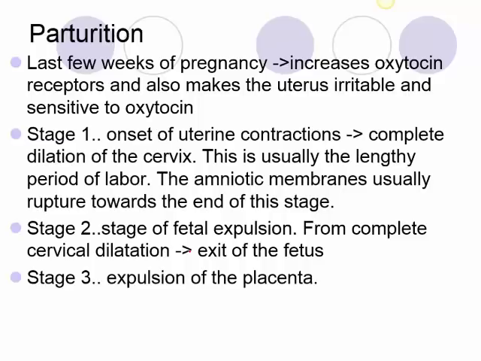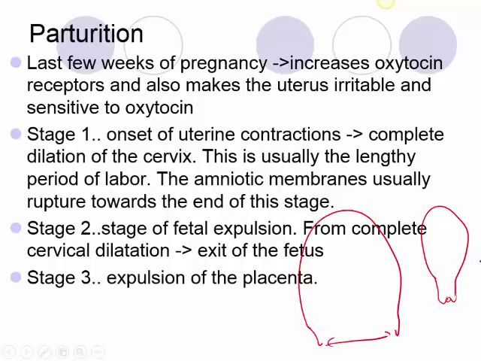So let's see what happens during parturition. We have 3 stages of labor or parturition. Stage 1 is from when the uterine contractions begin till there is complete dilation of the cervix. Remember, the cervix was closed. It was a closed canal like this, right? And this os was there. In complete dilation, this is what it will look like. The cervix is dilated, usually about 10 centimeters, so that the fetal head and the rest of the fetus can pass through.